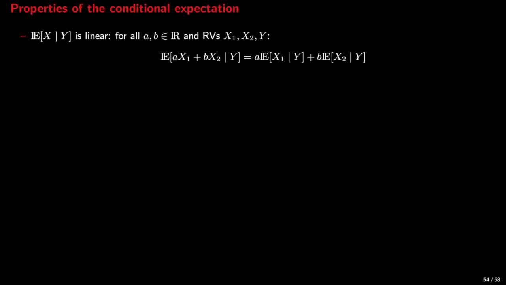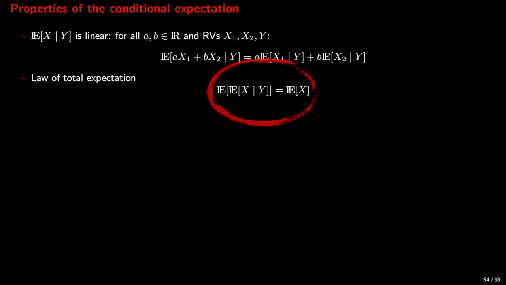Firstly, like the expectation, it is a linear operator. The law of total expectation is a very useful property. It states the following thing. The expectation of the conditional expectation of x given y is equal to the expectation of x.